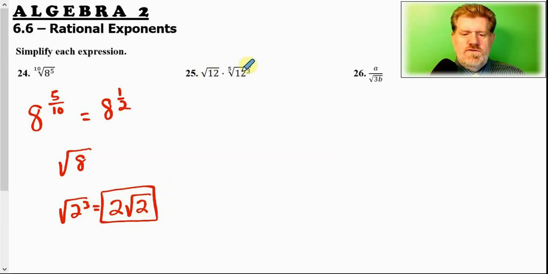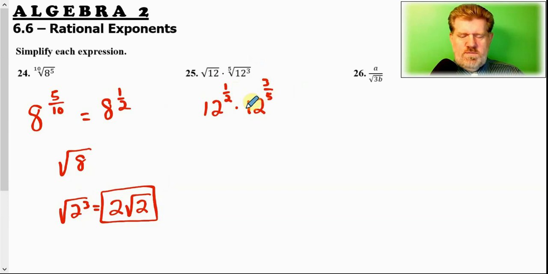And again, it's a root. I'm going to leave it as a root when we're done. Now we got to simplify this a little bit. So what would be the best way to do this? Let's see. Let's take 12 to the 1/2 times 12 to the 3/5.